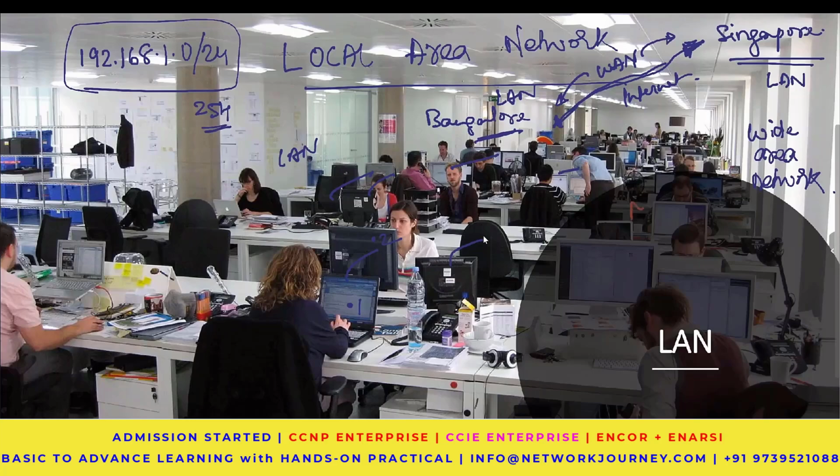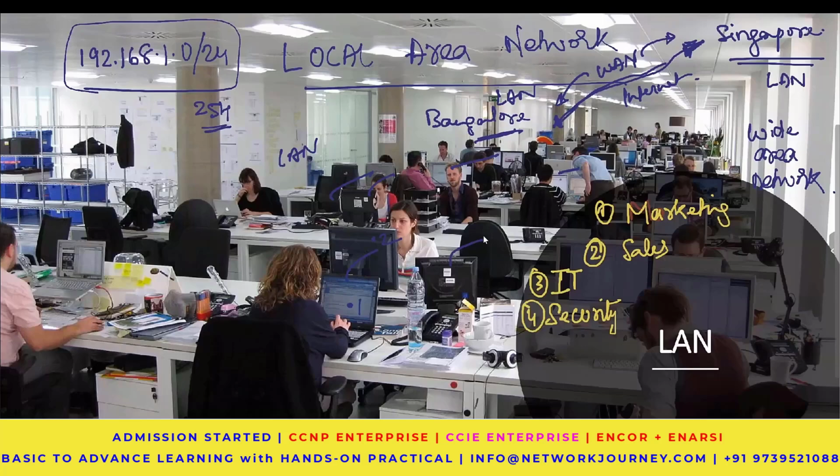So let me use another color. You can expect a marketing team, a sales team, an IT department team, or let's say a security team. There could be different types of departments within the same flow. So if I draw a line here, let's say these people belong to marketing, these people belong to sales, and these people belong to IT.